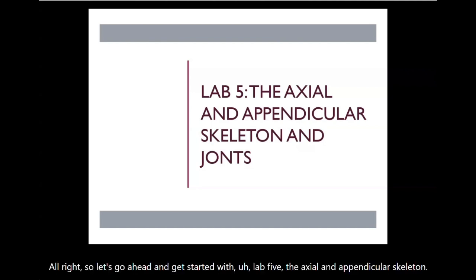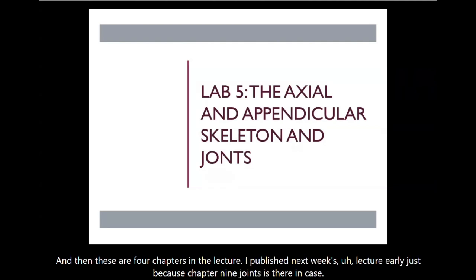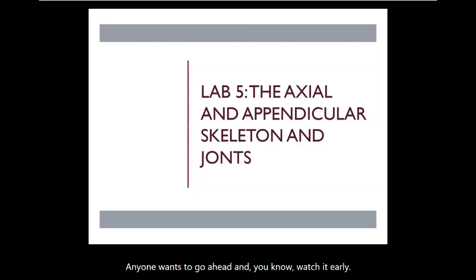So let's get started with lab 5, the axial and appendicular skeleton. Like I said, we're going to cover a little bit of bone tissues, the axial skeleton, the appendicular skeleton, and the joints. These are four chapters in the lecture. I published next week's lecture early, because chapter 9 on joints is there in case anyone wants to watch it early. If not, don't worry about it. It's not due anytime soon.